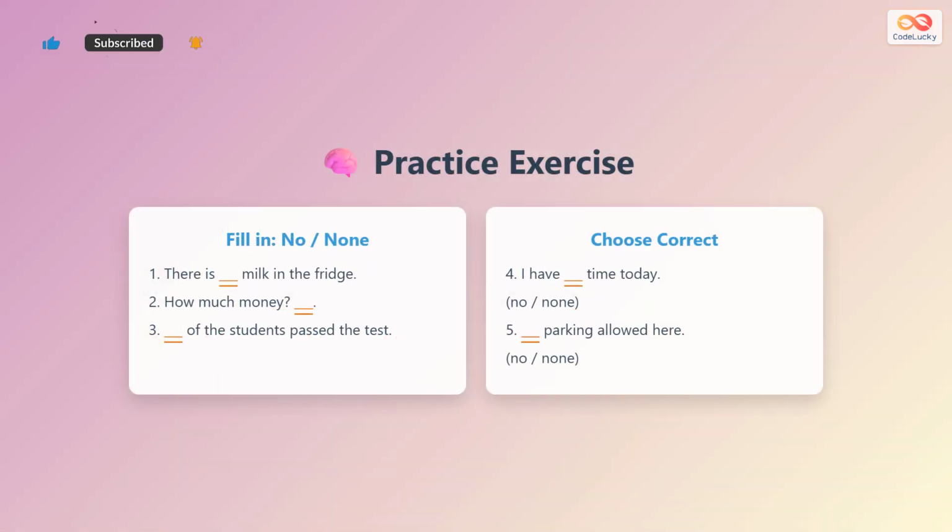Let's practice. Fill in the blanks with no or none. Examples: there is no milk in the fridge. How much money? None. None of the students passed the test. Choose the correct word. For example, I have no time today and no parking allowed here. Practicing helps you use no and none correctly in daily English.